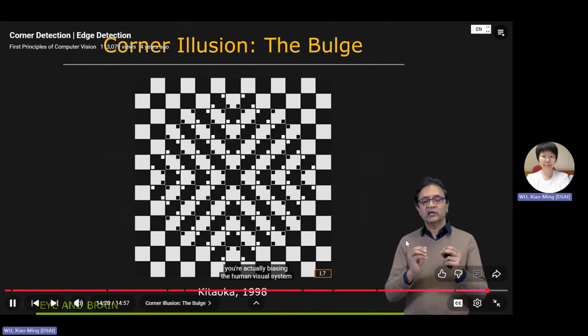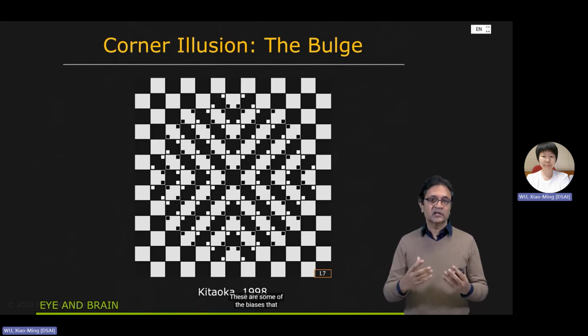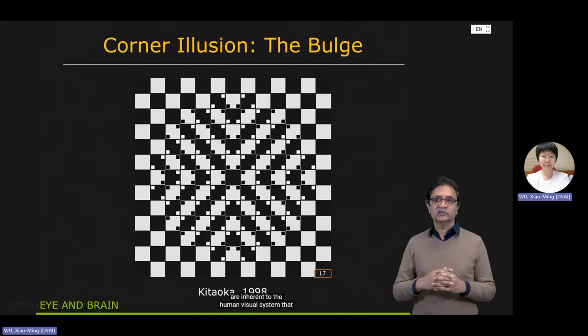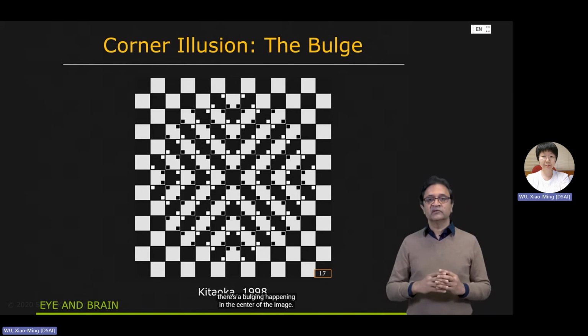you're actually biasing the human visual system to believe that the corners are at slightly different locations than they actually are. These are some of the biases inherent to the human visual system that lead us to the conclusion that there's a bulging happening in the center of the image. Once again, the punchline is we're not perfect.